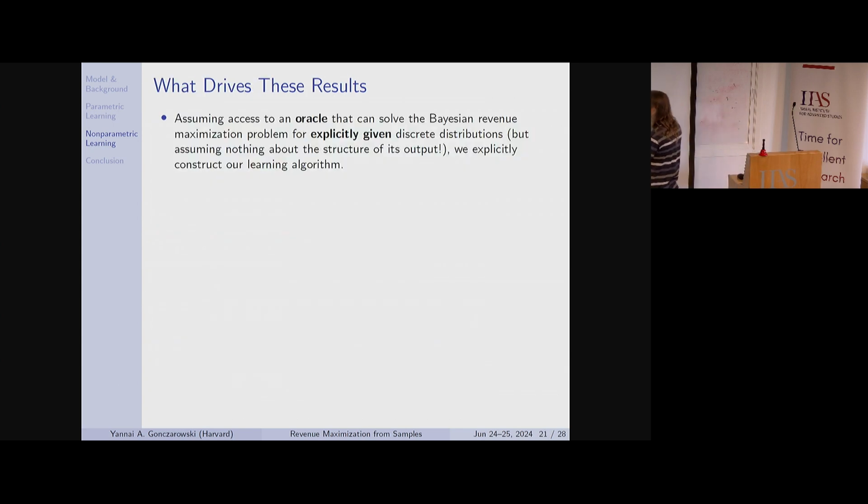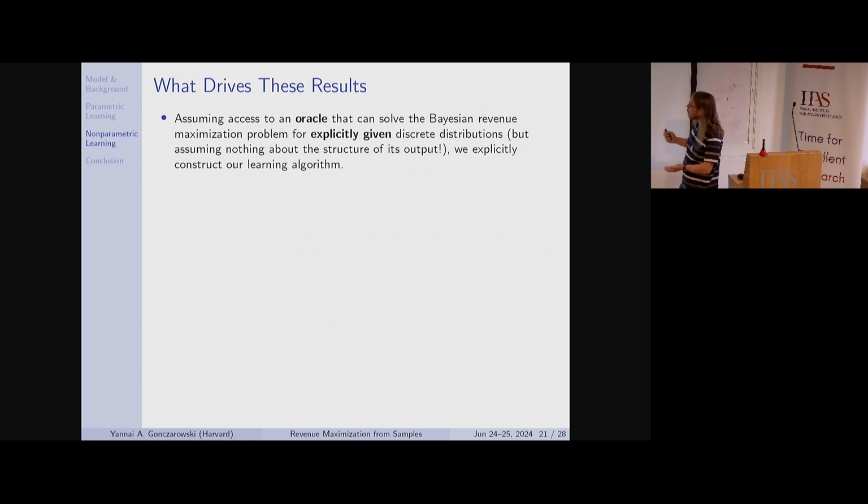So I'll drive this result, and I think this will be the answer to your question. We're going to assume access to an oracle. Oracle is a computer science way of saying black box, that can solve the Bayesian revenue maximization problem for an explicitly given discrete distribution, but assumes nothing about the structure of its output.